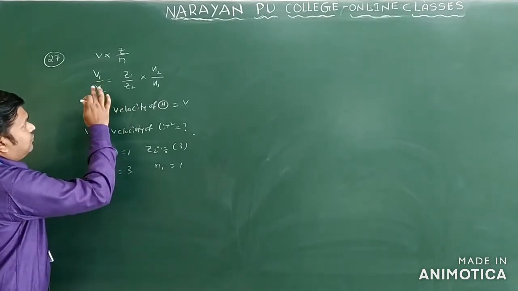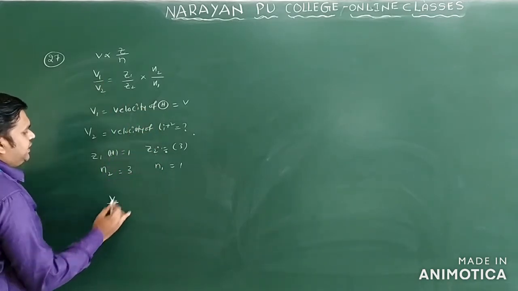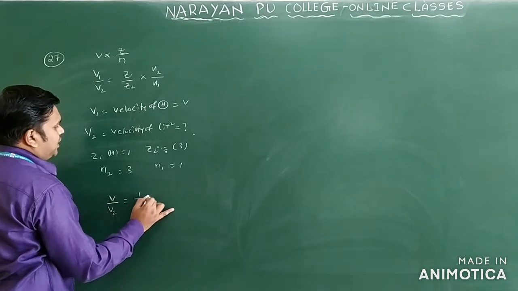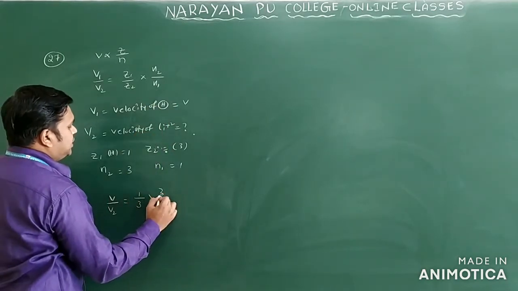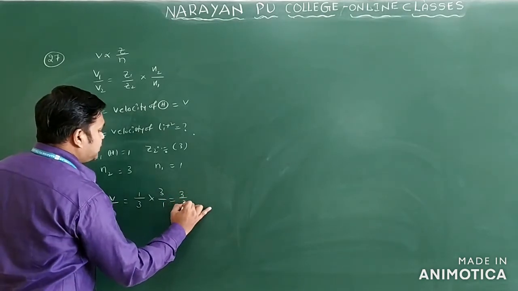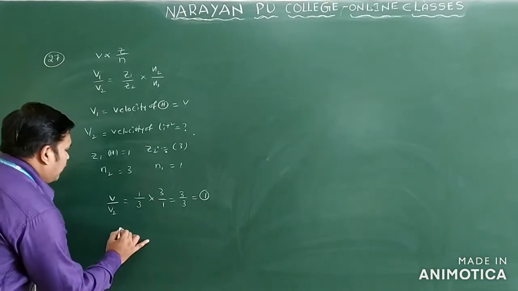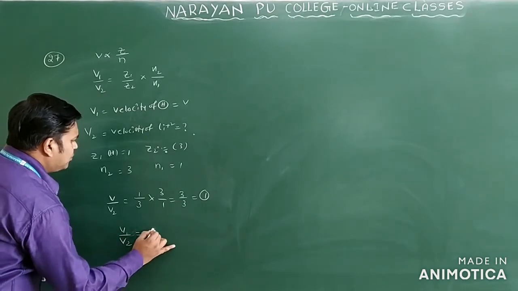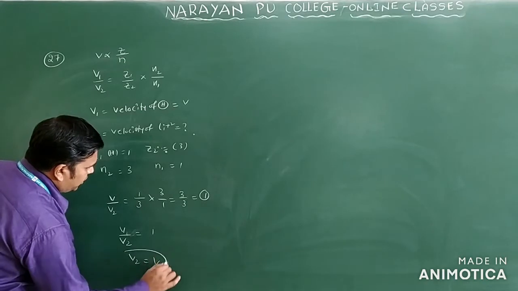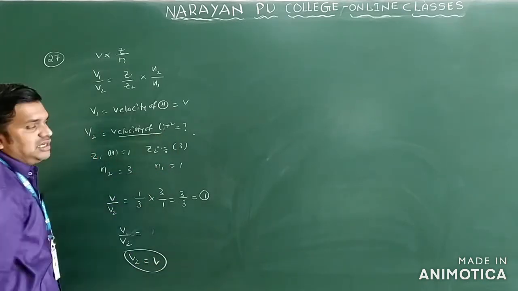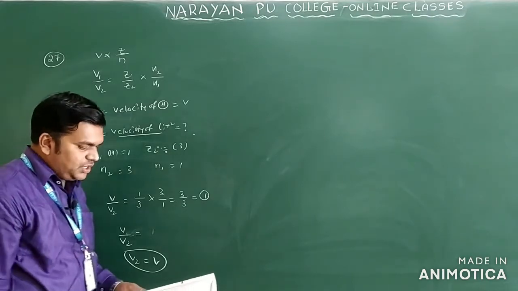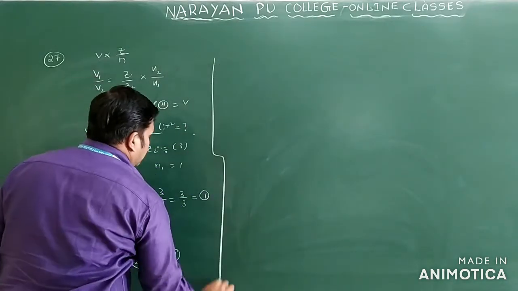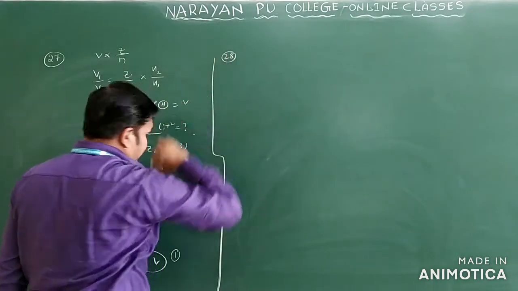Let us substitute in the formula. V by V2, that is equal to Z1 is 1, Z2 is 3, into N2 is 3, N1 is 1. So what is written here? 3 by 3, that is equal to 1. Now V by V2 is equal to 1 only. So V2 is equal to V. What is V2? Velocity of Li+2. How much did you get? V only. So what is the answer for this question? You will take option 1 for this question.